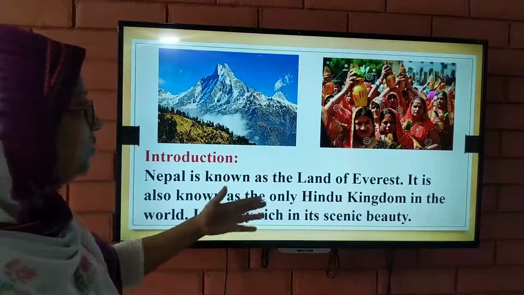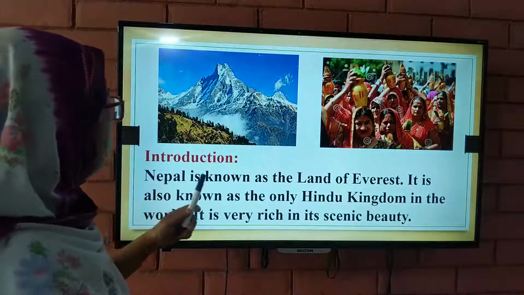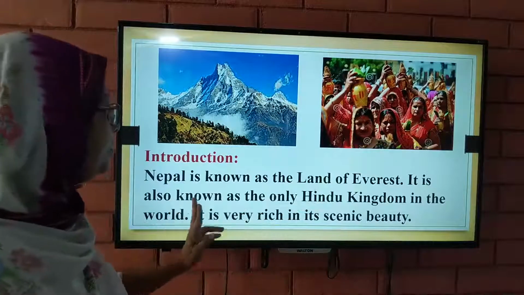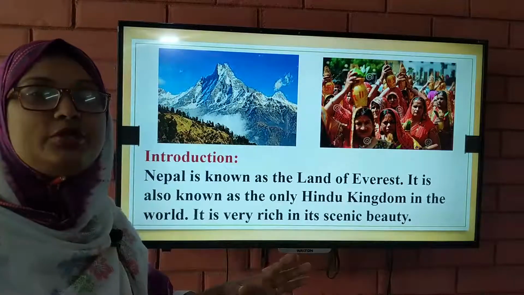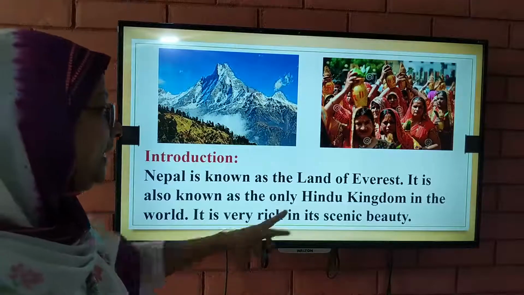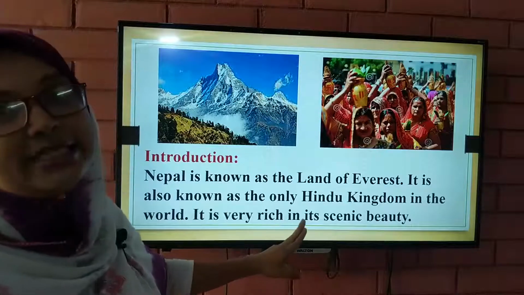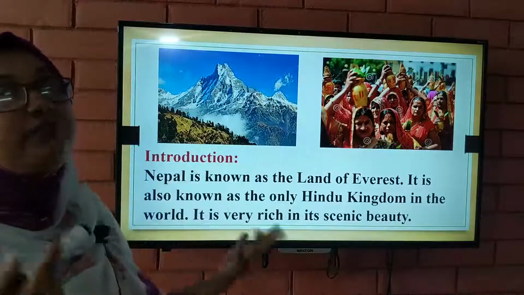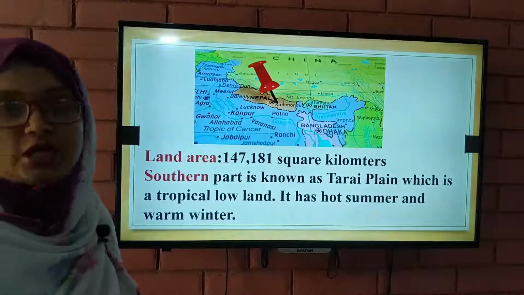So, what are the features here? Features means boishishto. Features are: Nepal is known as the land of Everest. You know, it is also known as the only Hindu kingdom all over the world. This is the only country which is regarded as the Hindu kingdom in the world. It is very rich in its scenic beauty. That means its natural scenery is very beautiful. So this is the introduction of Nepal.